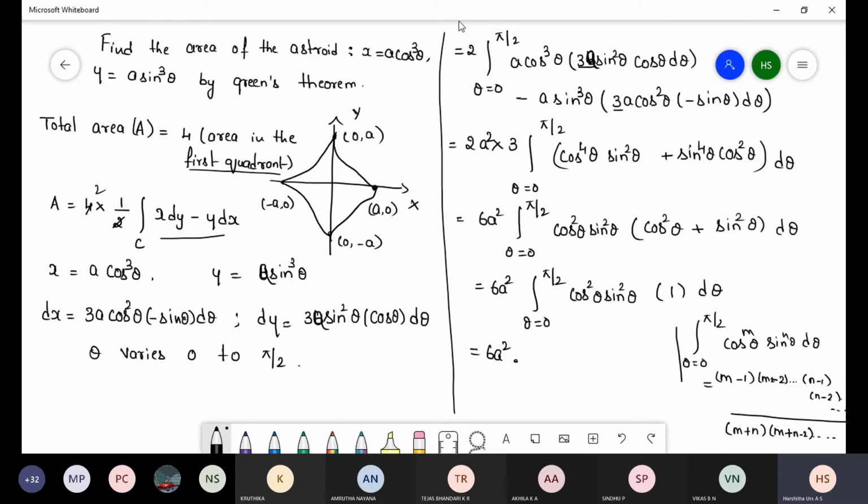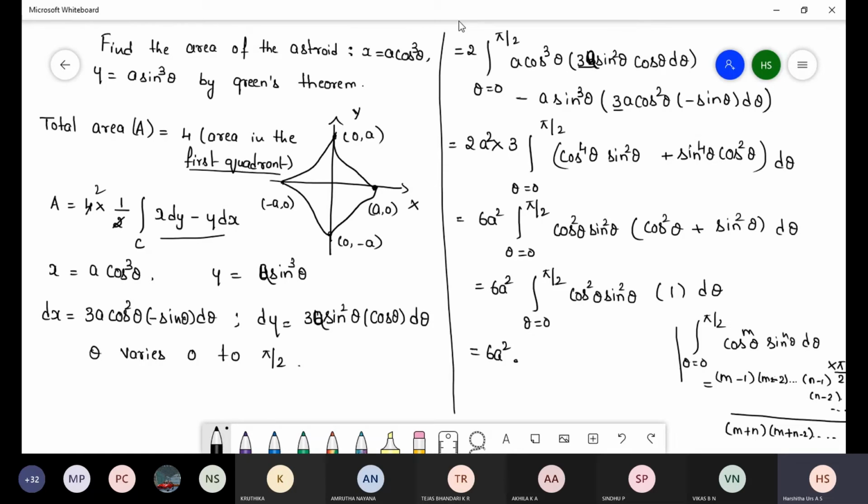If it is even, then we have to write, with this we have to write into pi by 2. If both m and n are even, at that time we will write pi by 2. If it is odd, we just write equal to 1.